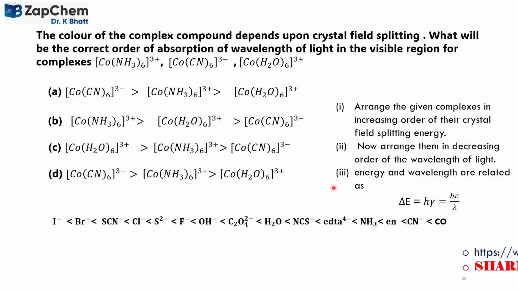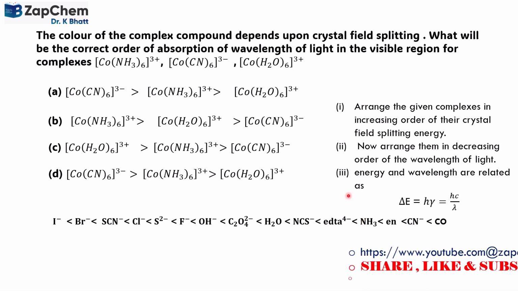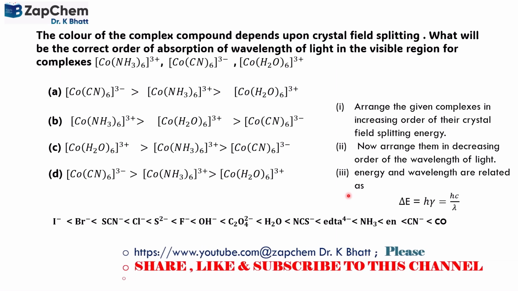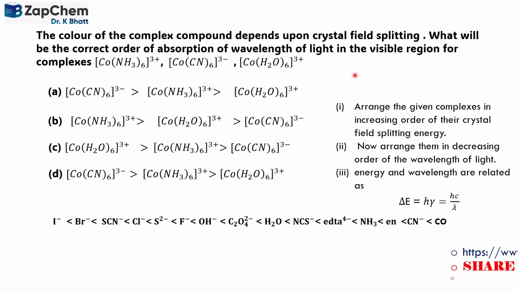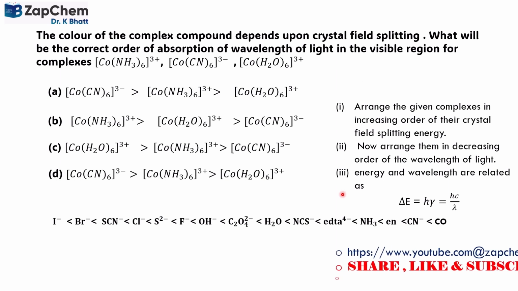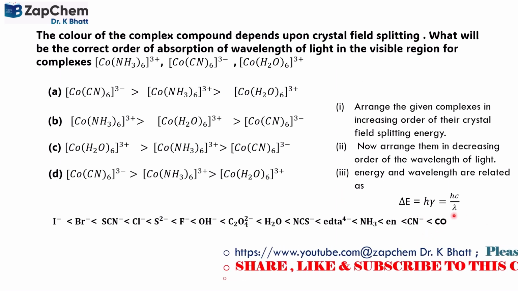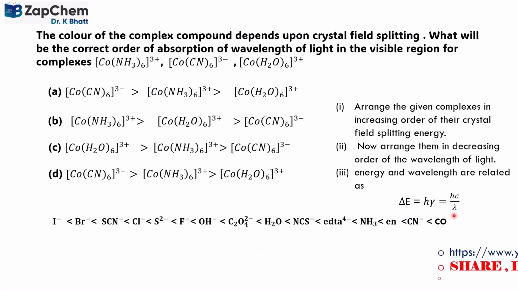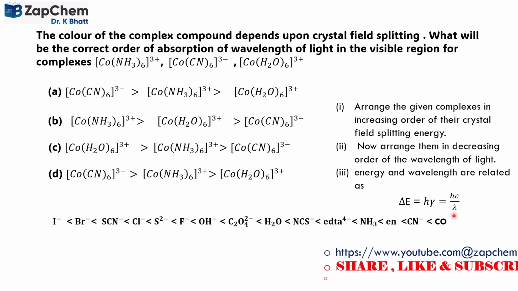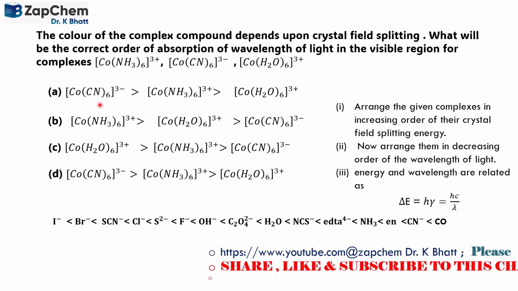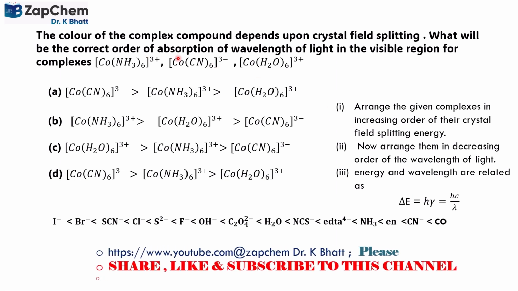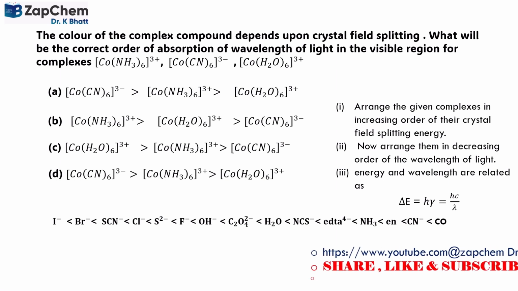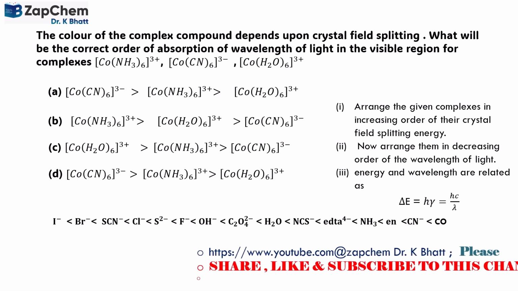If you look here, we can very easily make out the increasing order of energies given out due to crystal field splitting. And then finally we know that energy is inversely proportional to the wavelength of the light in the visible region. Accordingly, we have to arrange these different complexes, which will represent the absorption of wavelength of light in the visible region. So we can make out the answer correctly.